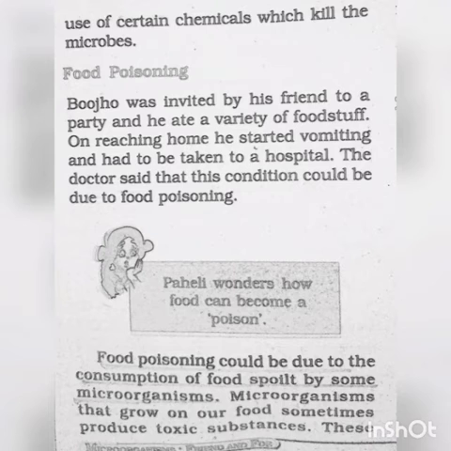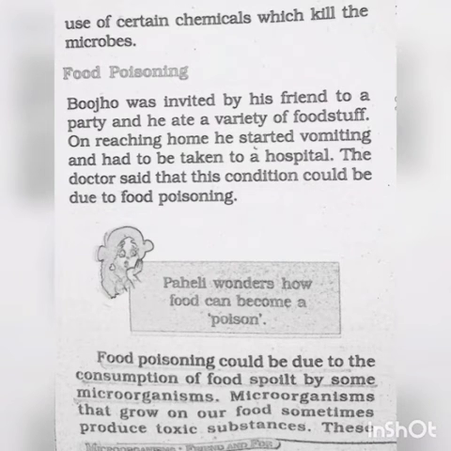Next, food poisoning. What is food poisoning? Food poisoning could be due to the consumption of food spoiled by some microorganisms. Food poison is very dangerous. Food poison causes serious illness and even death. For example, uncovered food is easily affected by microorganisms. That is, uncovered food means we must keep the food covered. Otherwise some microorganisms will spoil it. When we eat that spoiled food, what happens is food poisoning.